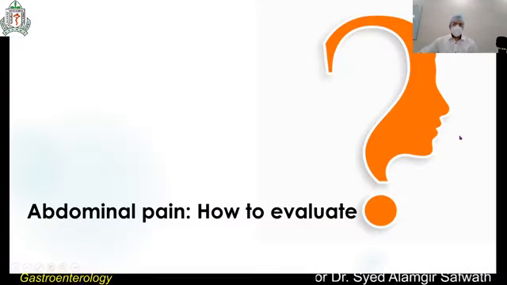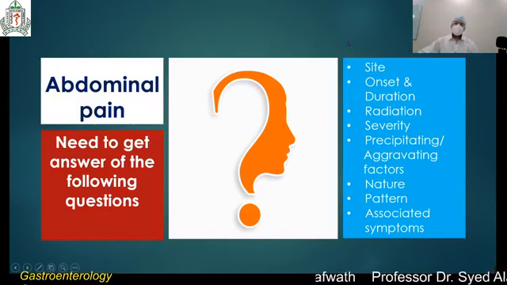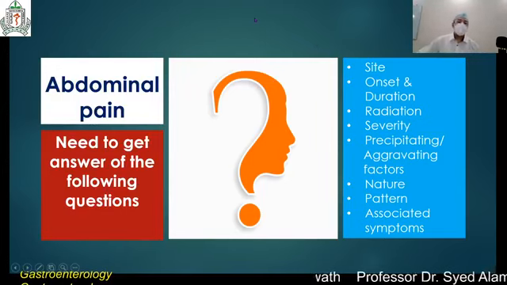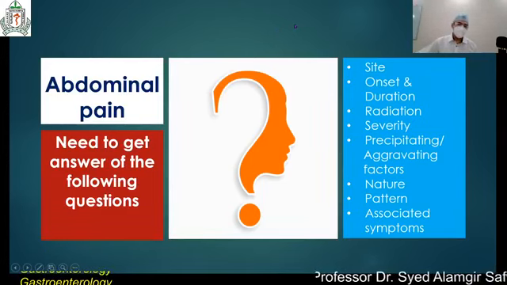So let us proceed to how to evaluate. There are a lot of causes of abdominal pain, but we need to evaluate. What is the way that we can evaluate the cause of abdominal pain in a systematic way? To evaluate the cause of abdominal pain, we need to get some answers from the patient. We have some questions and we need to have some answers.